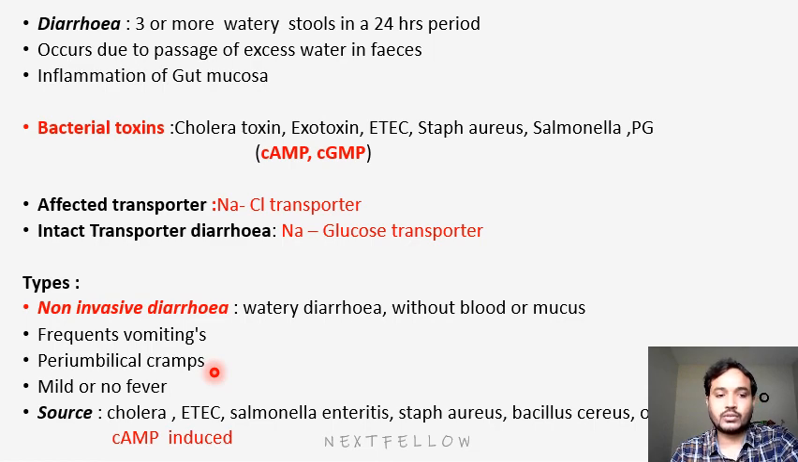The sources of non-invasive diarrhea will be cholera, enterotoxin, Salmonella, Staph aureus, Bacillus. These sources will cause a rise of cyclic AMP, therefore they induce diarrhea.